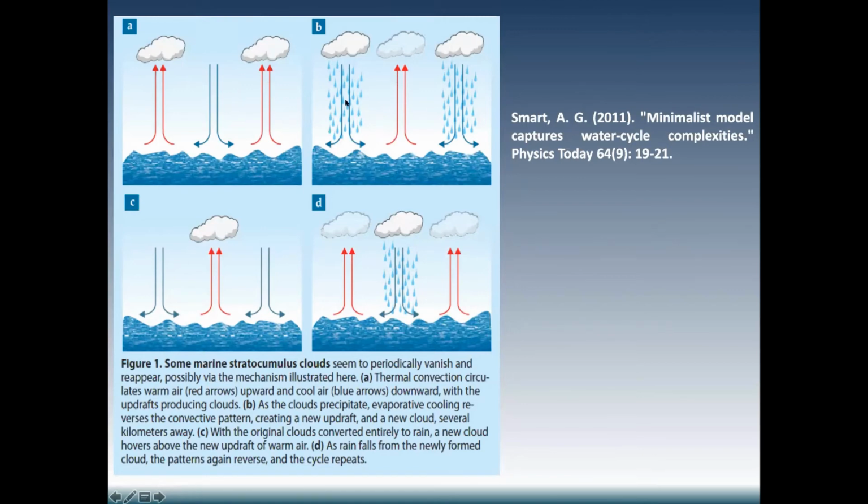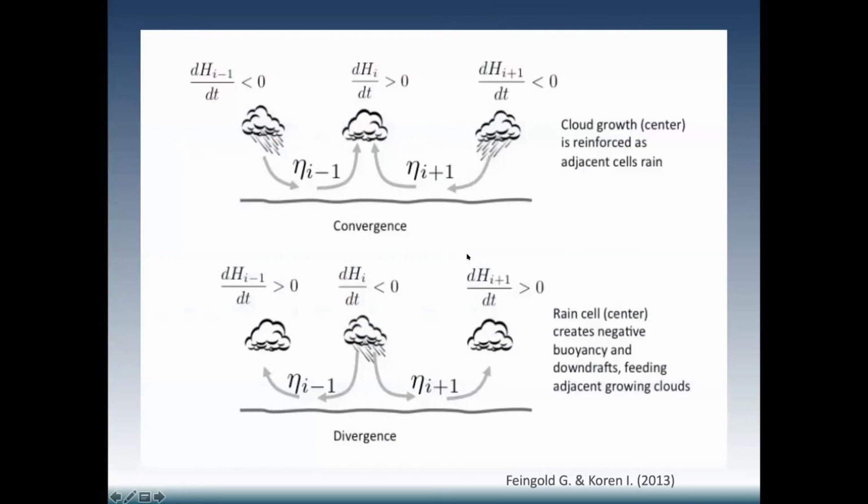And then the clouds start to rain, and the rain creates downdrafts. The downdrafts encourage the formation of the next generation of clouds and kill the clouds themselves. So the next generation of clouds will form and later on will rain and create the next generation, and so on. So this is a very nice way to couple it. And we tried to couple it.